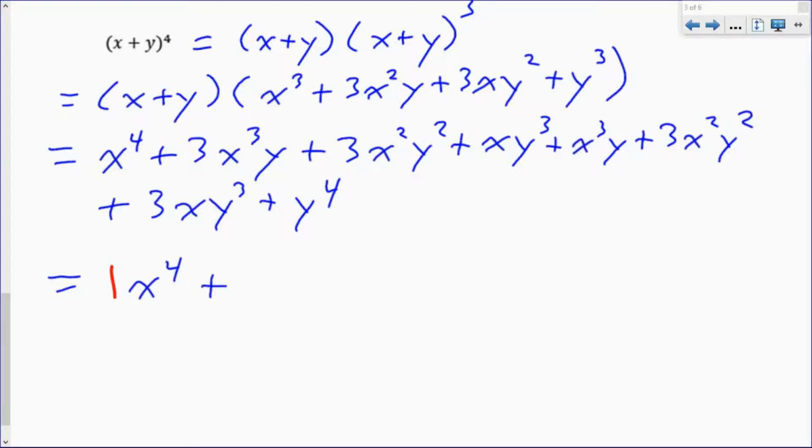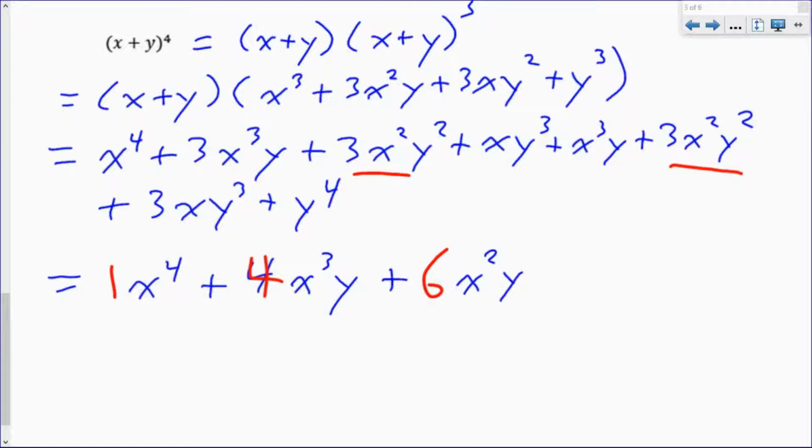Let's look at the x cubed y. There's an x cubed y, a 3x cubed y, and there's another x cubed y over here. So that's going to give me 4x cubed y. Actually, I'm going to write that in red too. 4x cubed y. The next term I'm going to look at is the x squared y squared. Notice there's 3 of them here and another 3 here, so that's a total of 6.